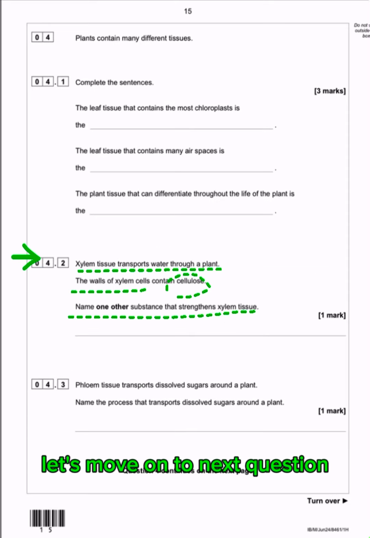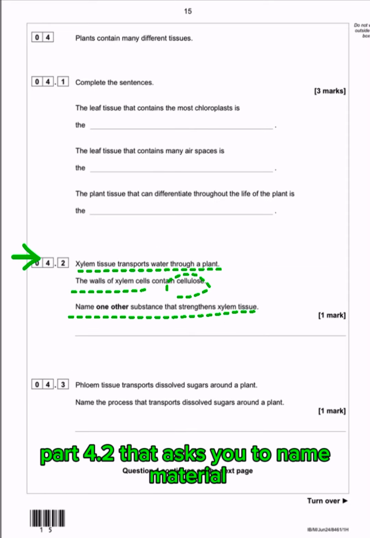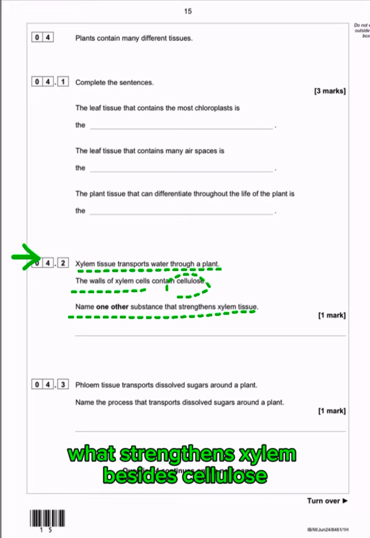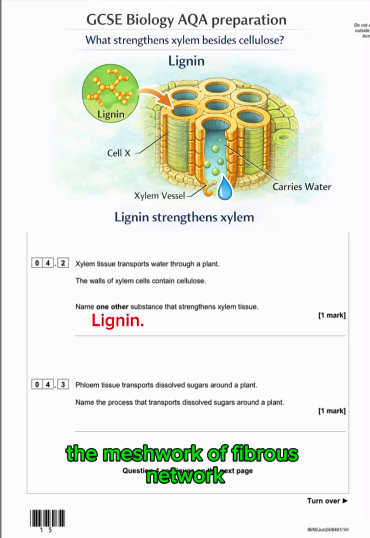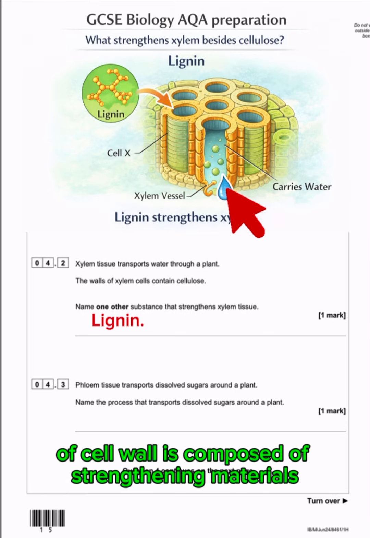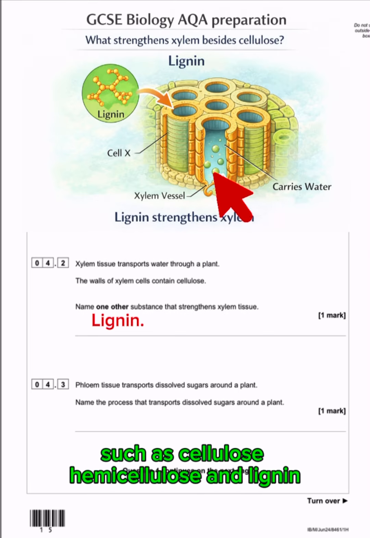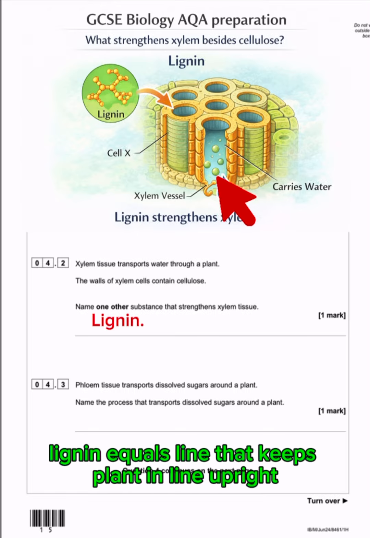Let's move on to the next question, part 4.2, that asks you to name the material that strengthens xylem besides cellulose. And the best answer is lignin. Let me give you an example tip. The meshwork, the fibrous network of the cell wall, is composed of strengthening materials such as cellulose, hemicellulose and lignin. Easy memory trick: lignin equals line, that keeps the plant in line, upright.